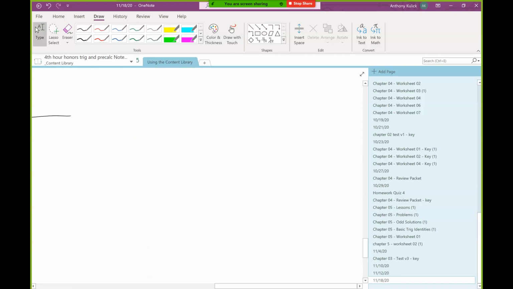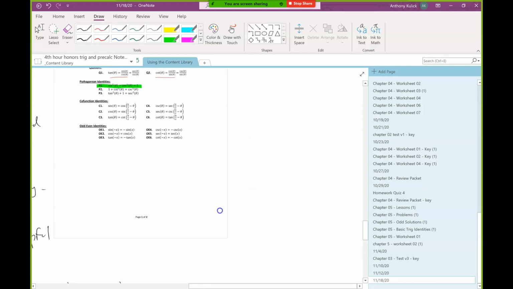Are we doing the 1 minus sign or the 1 plus sign? I'm working on the left-hand side. Okay, cool.